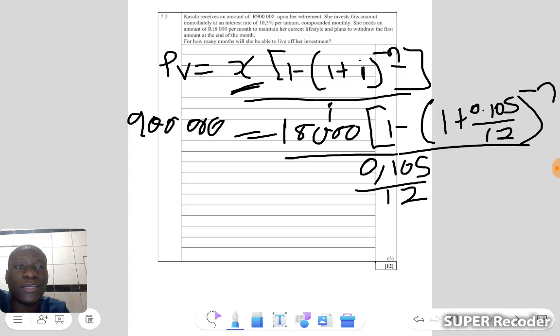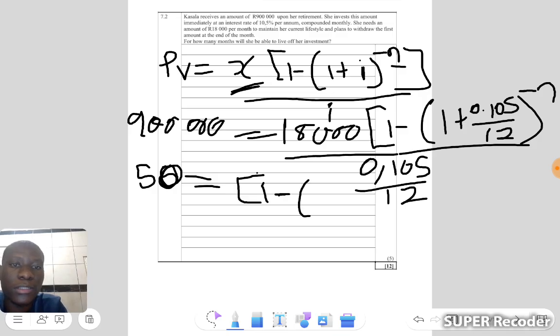So even here, we have to simplify our things. To firstly simplify, we can divide 900,000 by 18,000, right? You can punch your calculator. If you divide 900,000 by 18,000, you'll get 50. If you punch your calculator, you will see what I'm talking about. This will be 50 equals to, right?